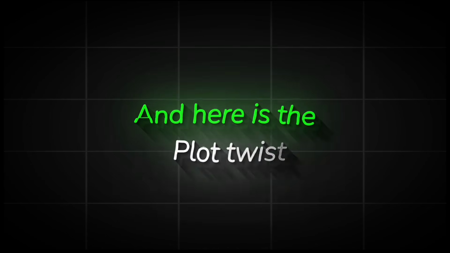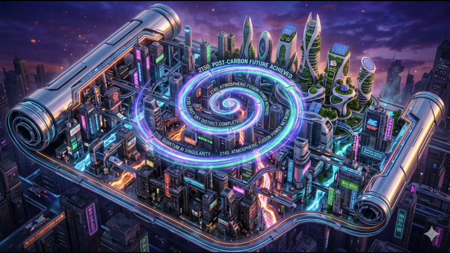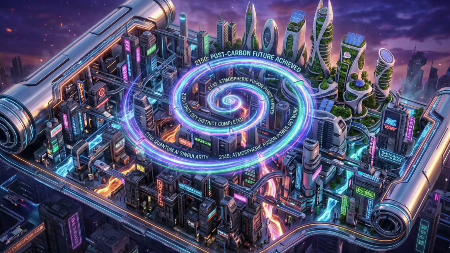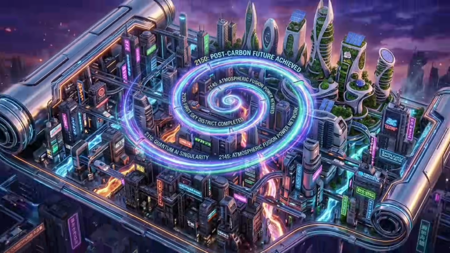And here's the plot twist. This prompt works in reverse. Tokyo 2015 turns the atlas into a futuristic neon cityscape with a timeline showing decades of future development. Same parchment, completely different era.